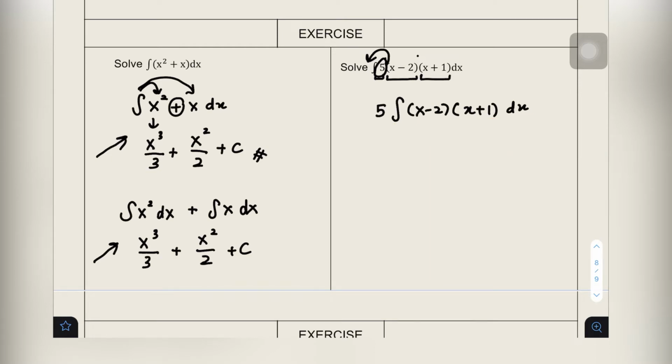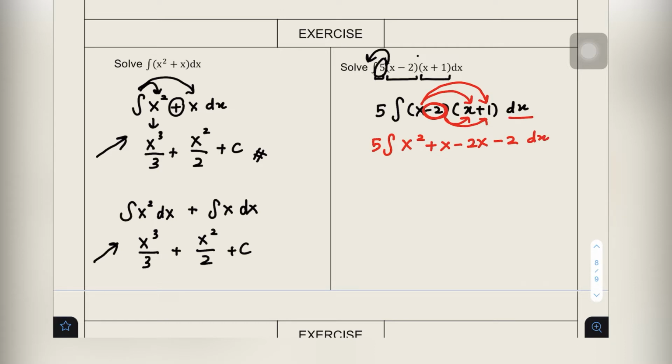Here you can still expand the function. What does expand mean? We will multiply x with x. So you have 5 outside here. x multiplied by x, you will get x squared. And then x multiplied by positive 1, you will get positive x. And then you take negative 2 multiplied by x, so you will get negative 2x. Negative 2 multiplied by positive 1, you will get negative 2 dx.